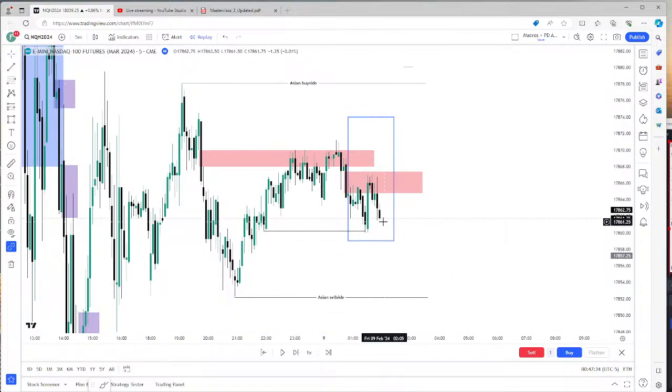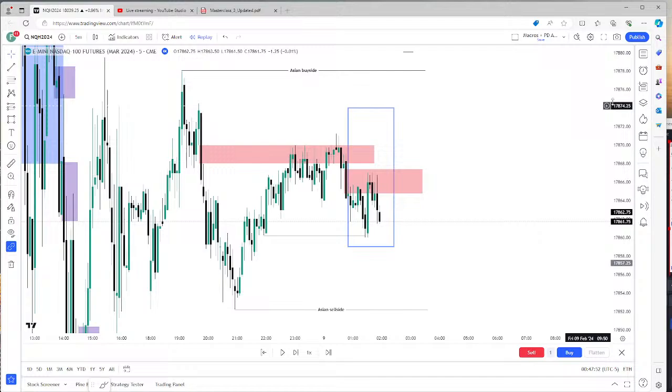So at this point in time, when you're talking about a bias, did I have a bias? No, I was completely neutral. And there's a key reason for that, which I mentioned in the PDF: we're so close to the middle of both the Asian buy side and the Asian sell side. In my opinion, it could go both ways.